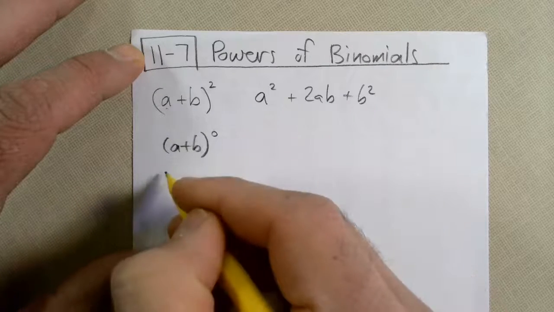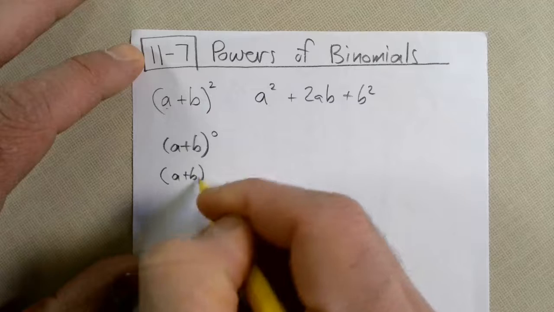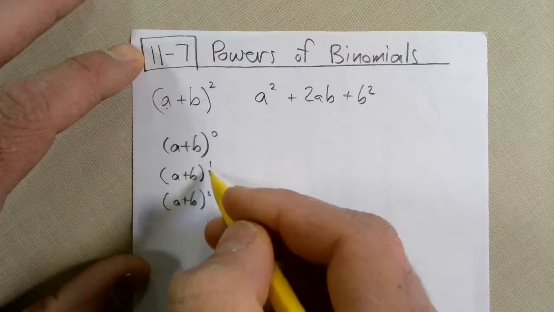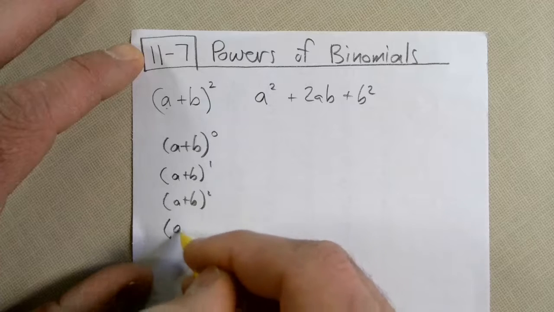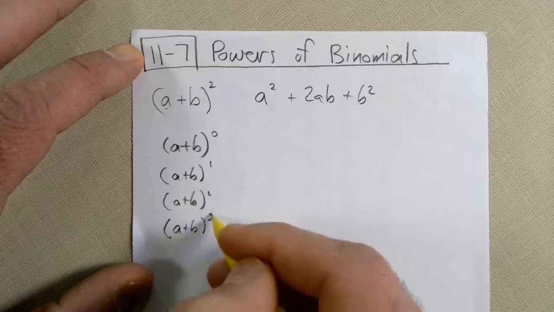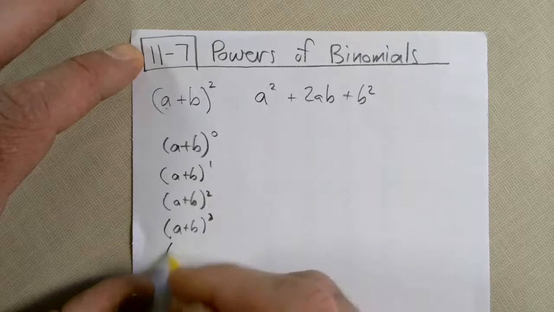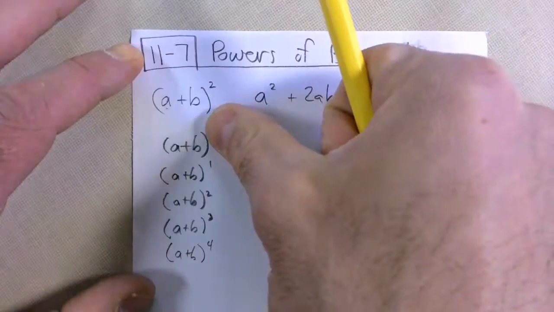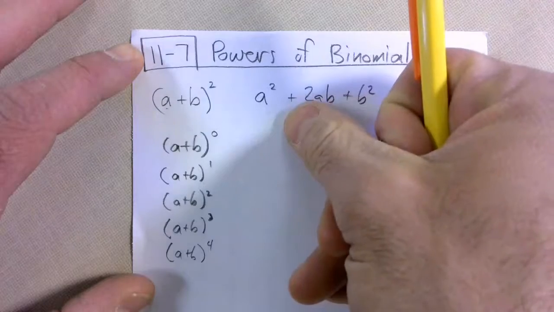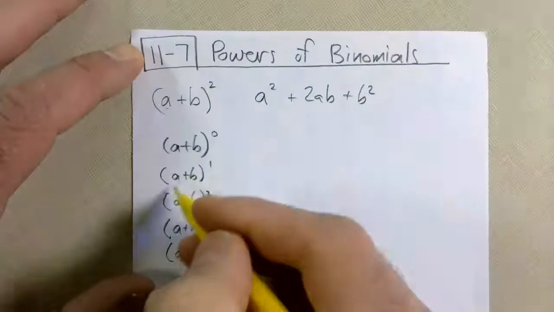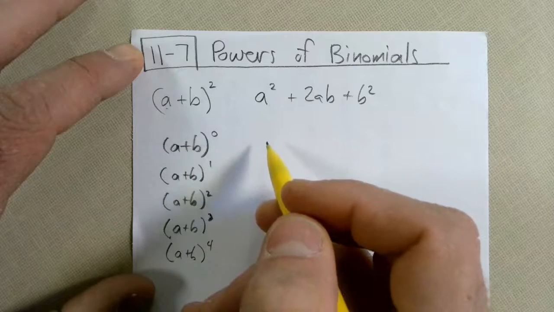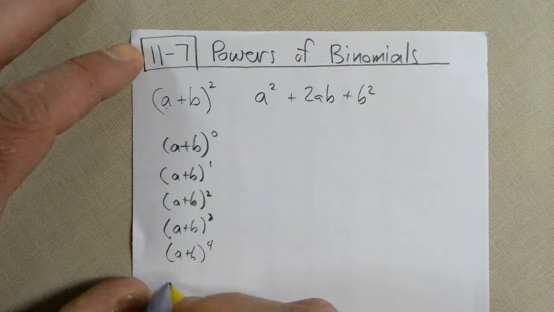Now, this lesson is all about noticing a pattern when you take a binomial, like a plus b, and you raise it to different powers. Notice I'm including 0 and 1, which are unusual. That's because I want you to see the numbers to develop the pattern. When we normally write a plus b, we just leave it like that. We don't ever put the 0, because that would equal 1. A plus b to the first is a plus b. A plus b to the 0 power is 1. Okay, so you'll see what I mean here.